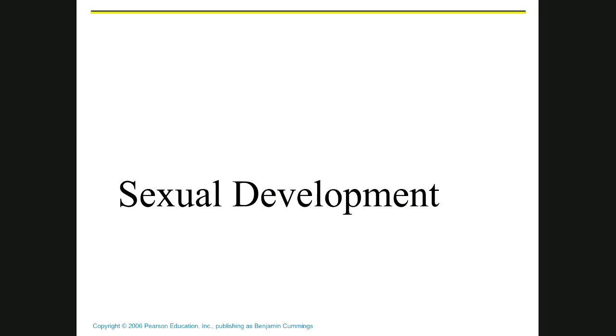So today we're going to be talking about sexual development. In other words, remember when we talked earlier, humans have separate sexes. And so we have males and females. And so we're going to talk about how that forms or how that happens. And so let's go ahead and look at this.